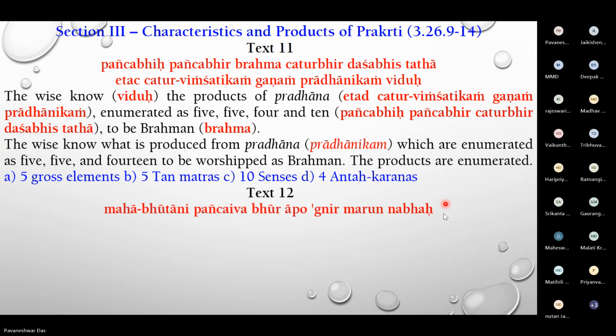So now, what are the 24 elements indicated in the next verse? Mahabhutani panchaiva, bhurapognirmarutnava, tanmatrani cha tatvani, gandhadini matani cha matani me.